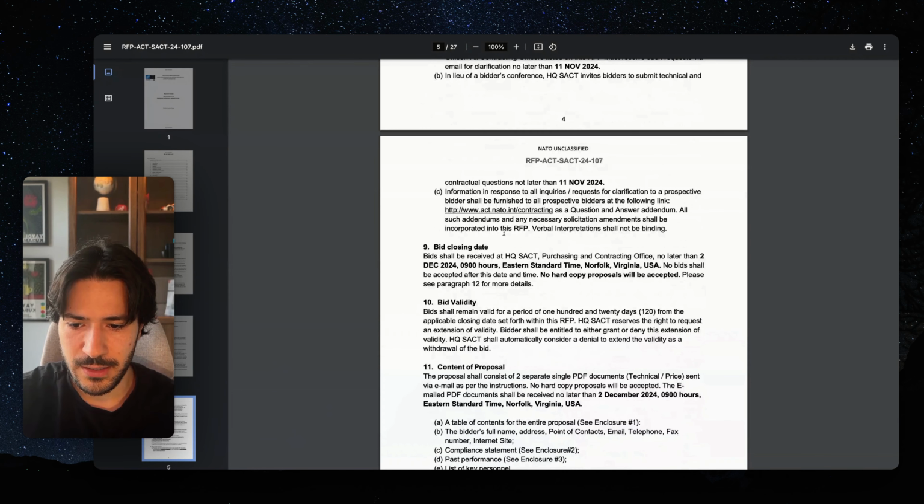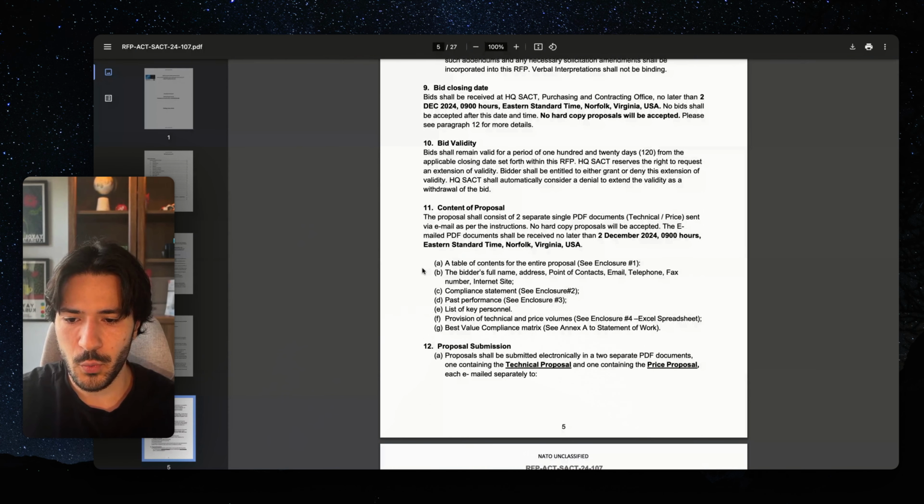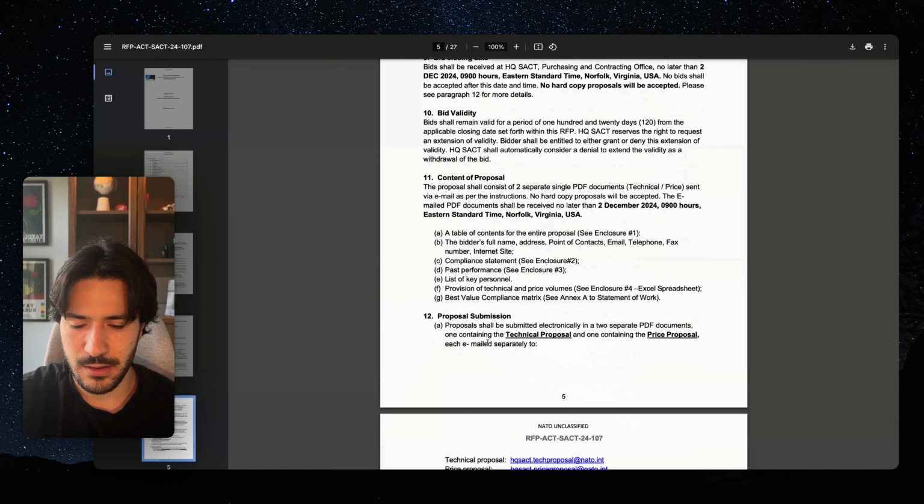And then we know the deadline. We read it on SAM.GOV. And then this is very important. We want to know what we should include in the proposal. So we see that we have to submit two PDFs by December 2nd. The first PDF should have a table of contents, the bidder's full name, address, point of contact, email, and so on. Compliance statement, which is enclosed in this PDF, past performances, list of key personnel, so we have to list the team, and we have to provide technical and price volumes, which is included in this document.